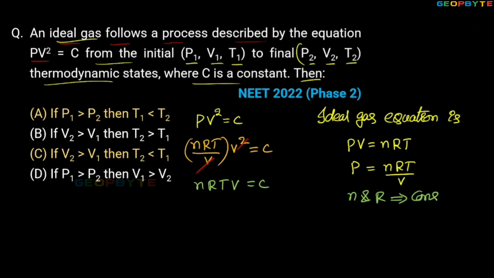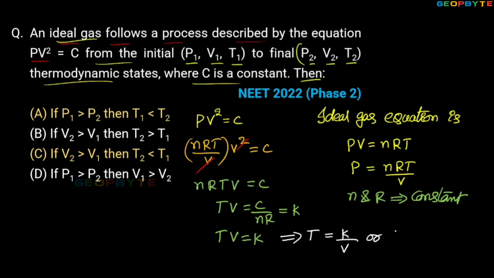Dear friends, remember n remains constant and R also remains constant. These two quantities are constants. Number of moles and universal gas constant are also constant. Therefore, TV equal to constant by nR. This is another constant, let it be k. So TV equal to k. From this I can write that temperature equal to constant k by volume, or temperature is inversely proportional to volume, or volume is inversely proportional to temperature.